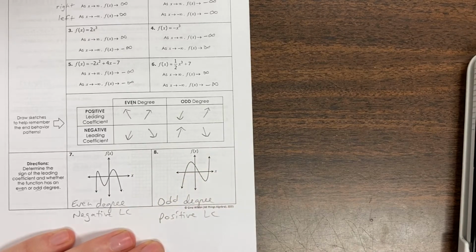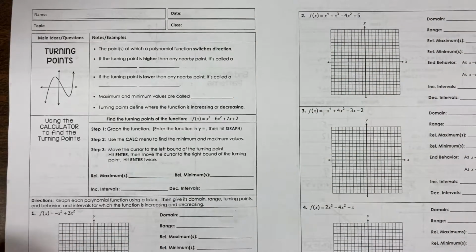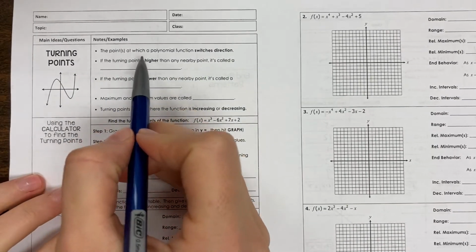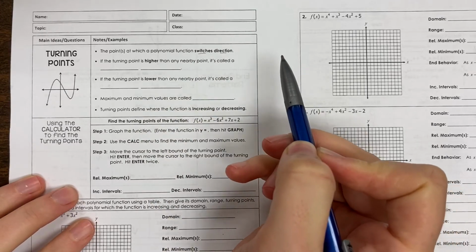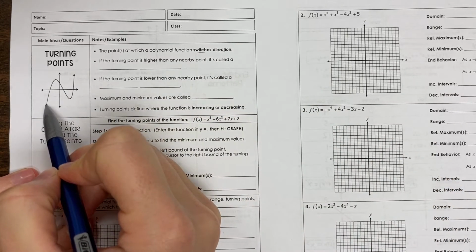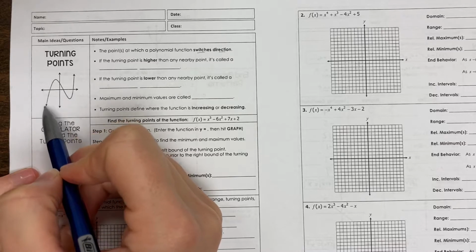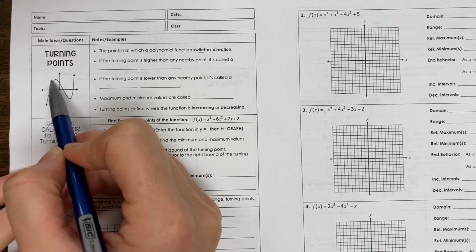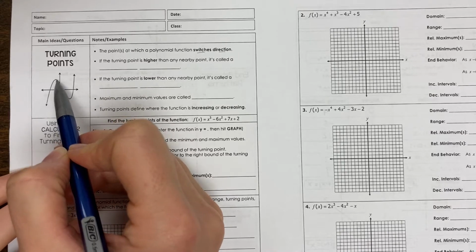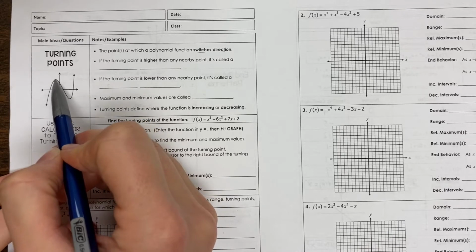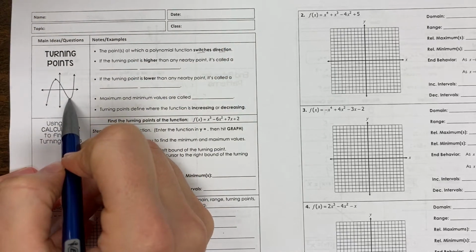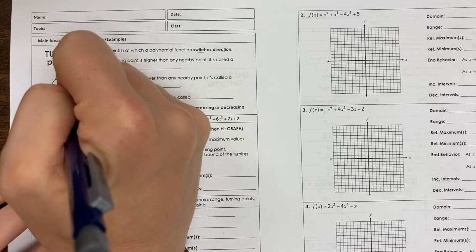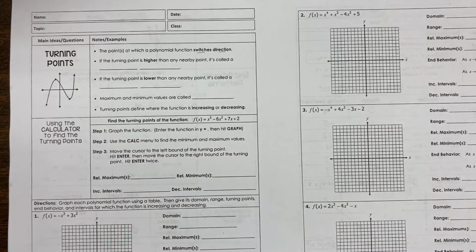Okay, we also need to talk about turning points, and turning points are the points at which the polynomial function switches directions. So, for example, if I start following this polynomial curve right here, I'm going up, I'm going up, I'm going up. Once I hit the top here, then I start going down. So that is a turning point right here. And then I keep going down until I hit here, and then I go back up again. So there's another turning point right there. So this graph has 2 turning points.